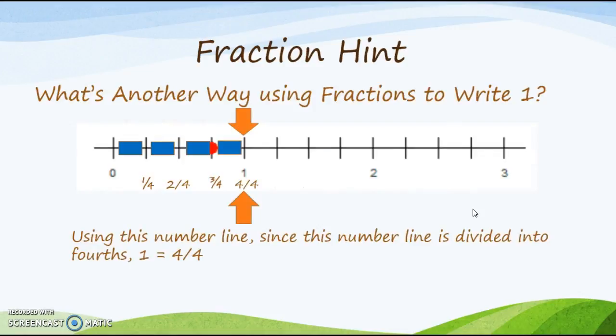Okay, this question stumped many of our students. What's another way using fractions to write 1? And again, that's using this number line. I saw all kinds of answers not using this number line, so we're just using this number line. Since this number line is divided into fourths, we're going to count 1/4, 2/4, 3/4, right there at the red dot that we just worked, 4/4. So using this number line, 1 is the same as 4/4.